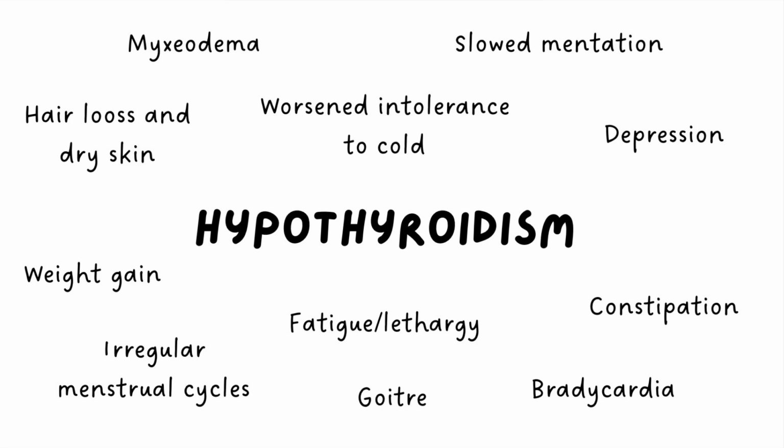Our physical exam findings include bradycardia, slow mentation, as well as non-pitting peripheral edema, which is often referred to as myxedema. There may also be a palpable goiter, which we mentioned before, which means the thyroid is enlarged due to Hashimoto's disease.